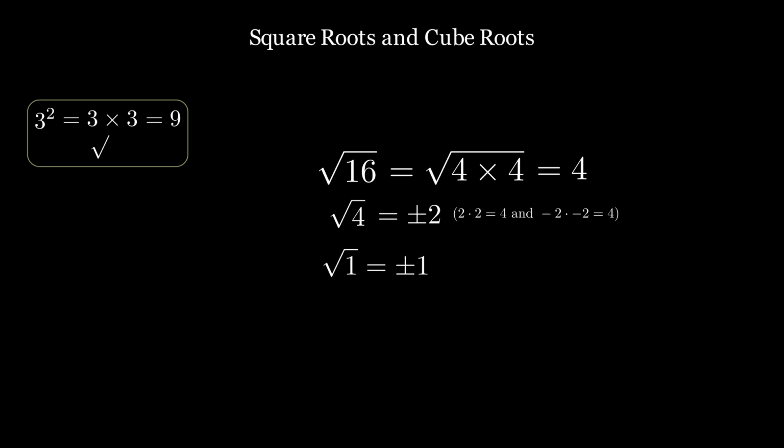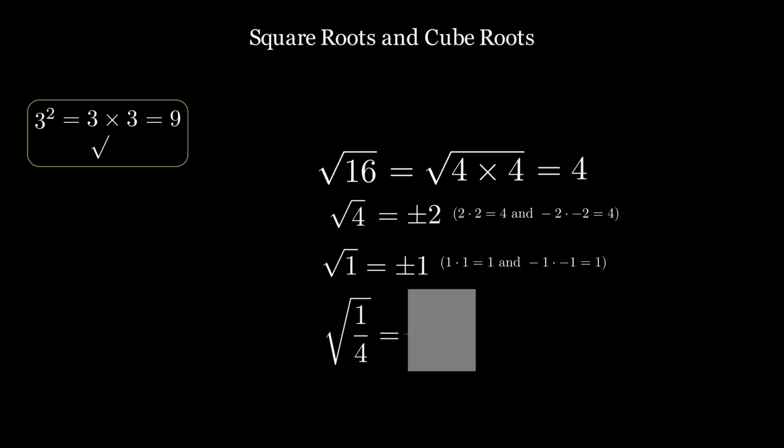Let's keep going. The square root of 1 works the same way. The square root of 1 is 1 because 1 times 1 equals 1. And again, we have two possible answers because positive 1 times positive 1 equals 1, and negative 1 times negative 1 also equals 1.